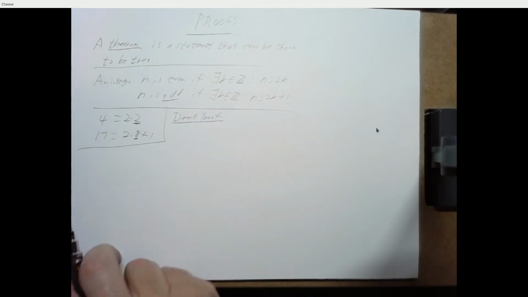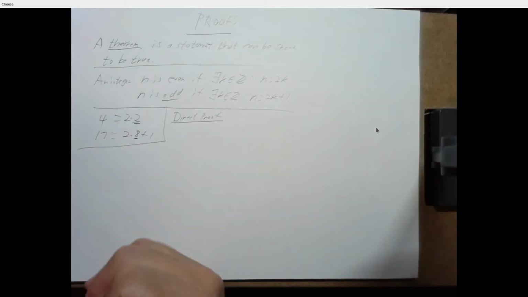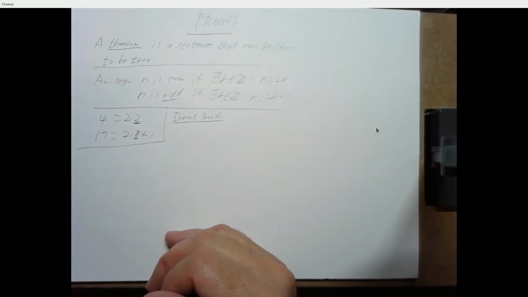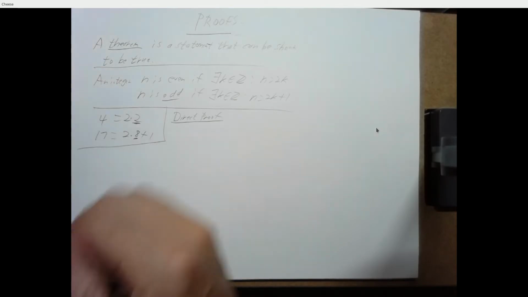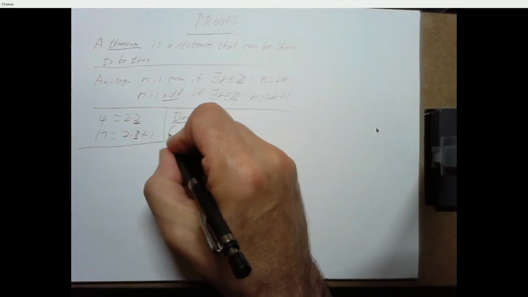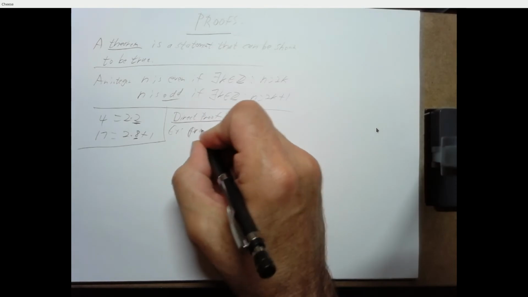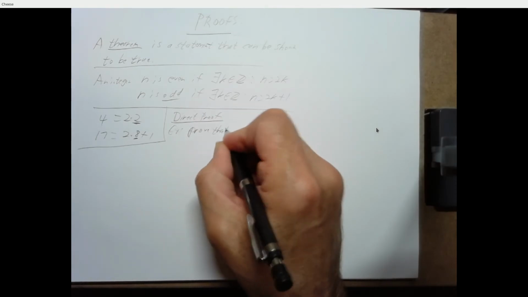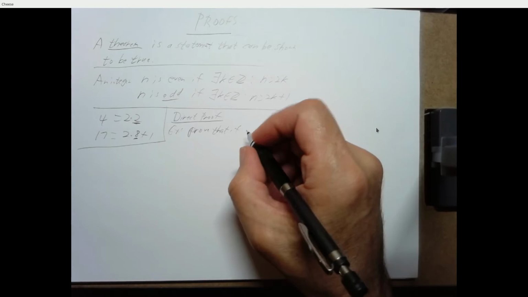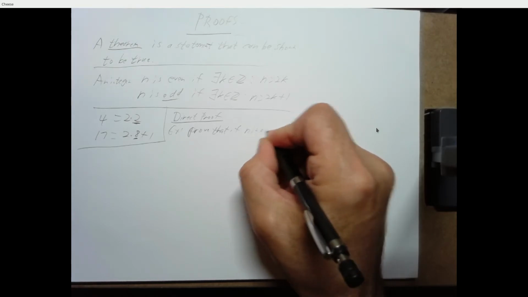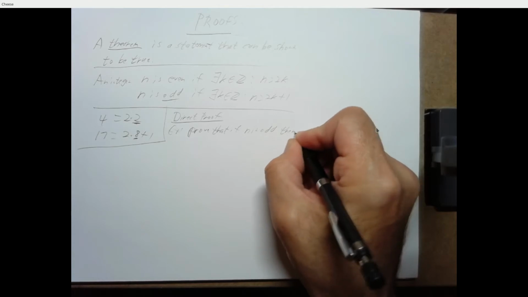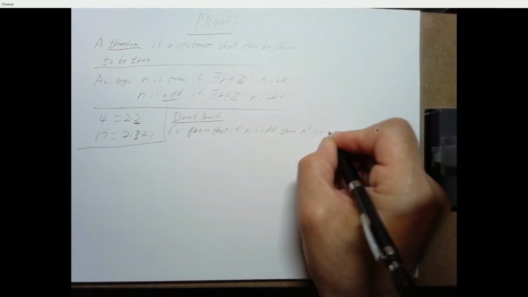And a direct proof works as follows. We start with what we know, we argue logically, and we end up with what we're trying to show. So in a direct proof, we always assume that the first statement is true, and we argue from there. So example, prove that if n is odd, then n squared is odd.